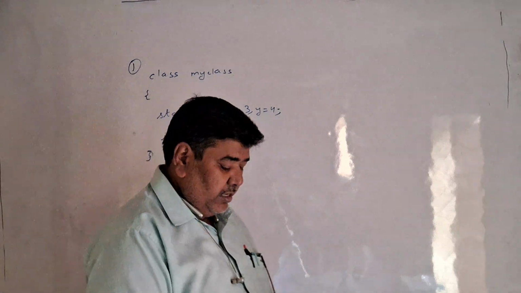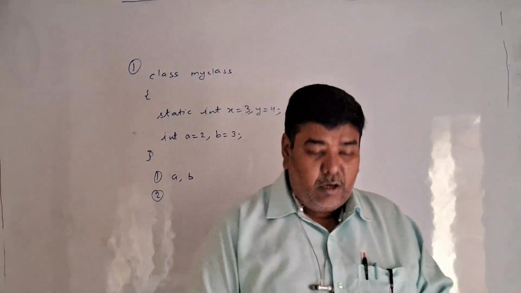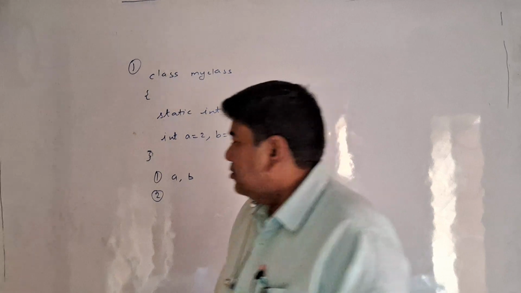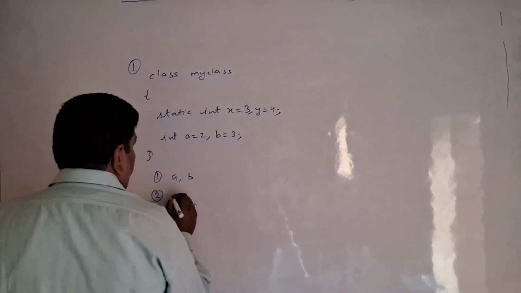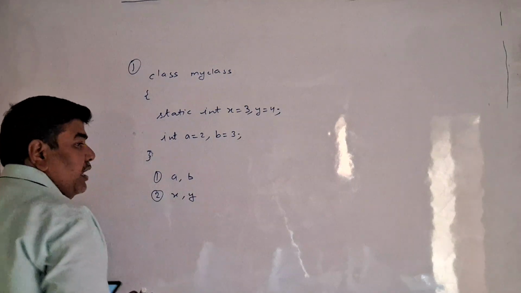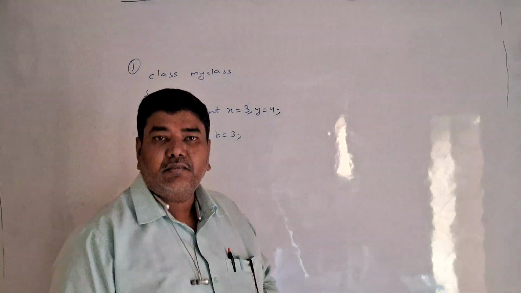Second, name the variables that are common to all objects of the class. Common to all objects, those are static variables. So X and Y will be that. Okay.